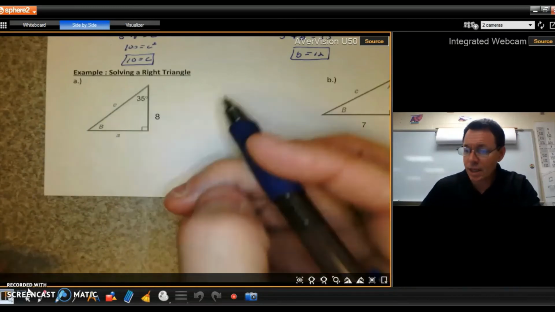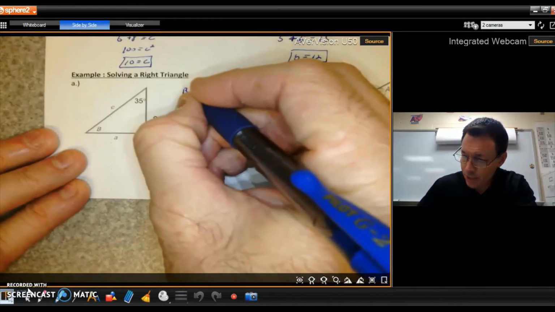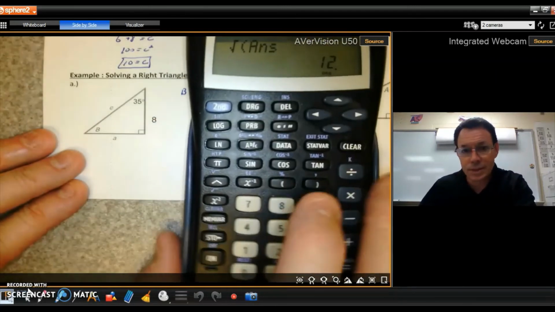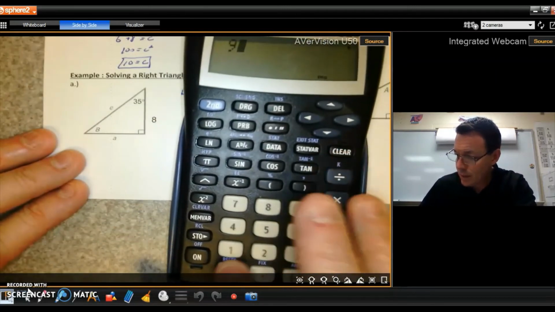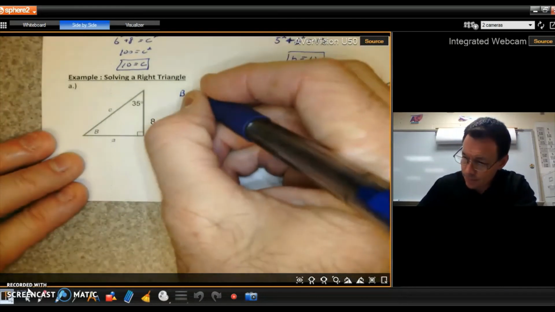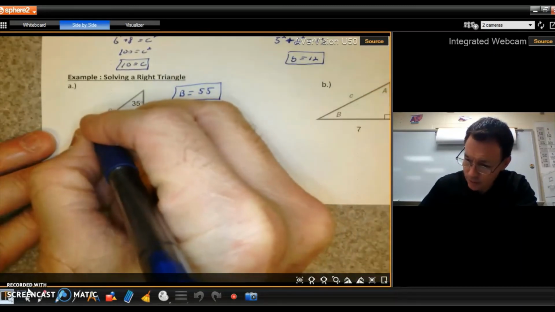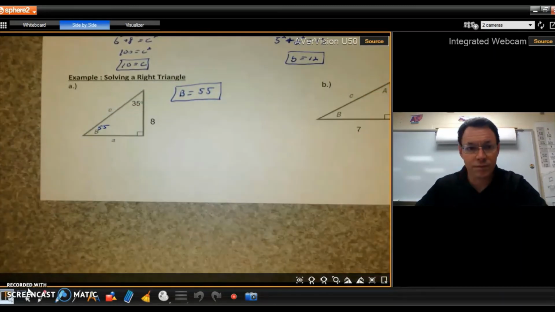So, first thing, if they give you an angle, find the other angle. That's the first thing I'm always going to find. B equals, well, 90 minus 35 is 55. Okay? So, one down. We have 3 things to find. We found one of them.